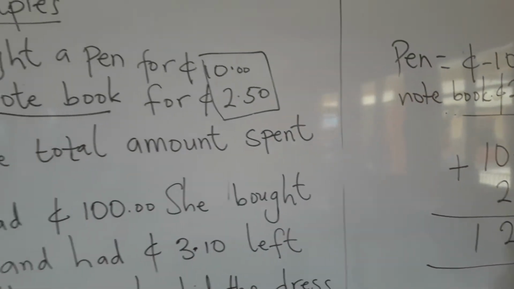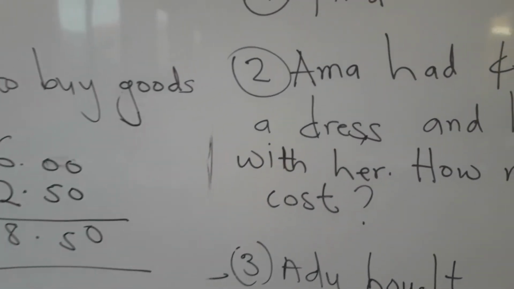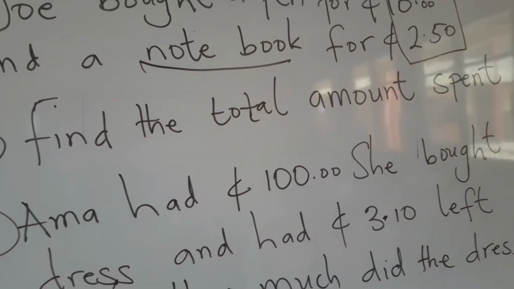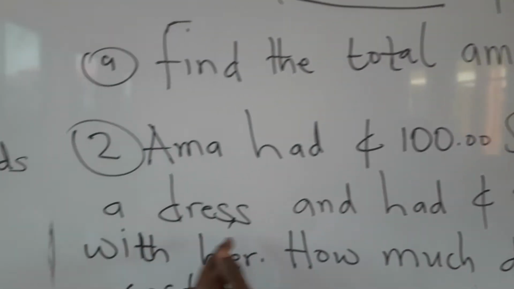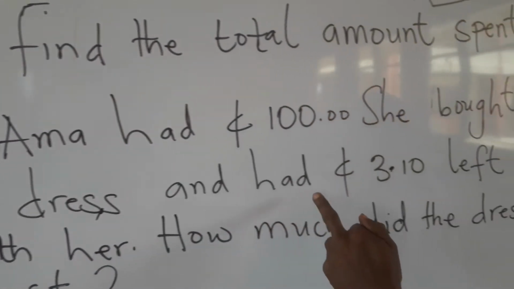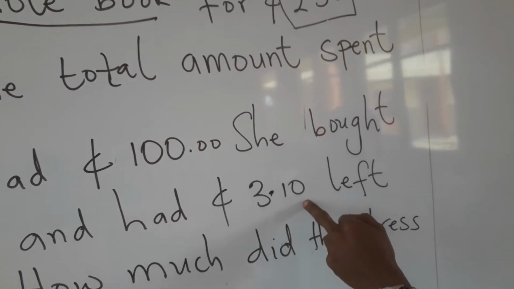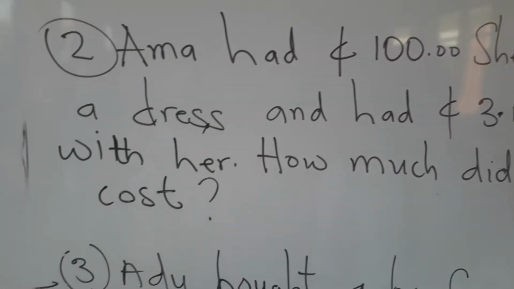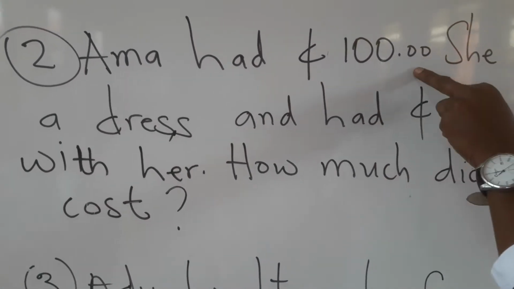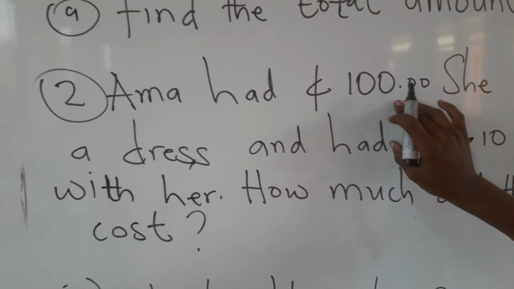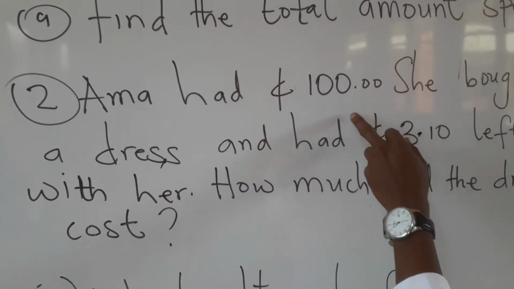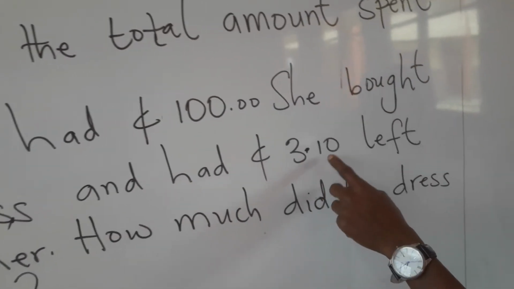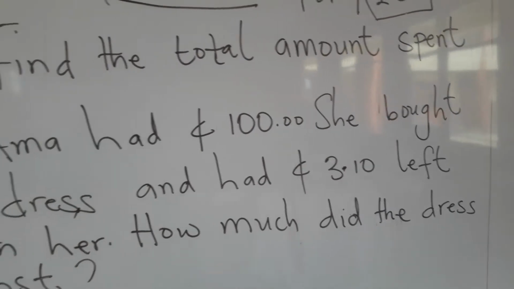Now let's look at the second question, question number 2. Amma had 100 cedis. She bought a dress and had 3 cedis, 10 pesos left with her. How much did the dress cost? So she had 100 cedis with her, and then after buying the dress, 3 cedis, 10 pesos was left with her.